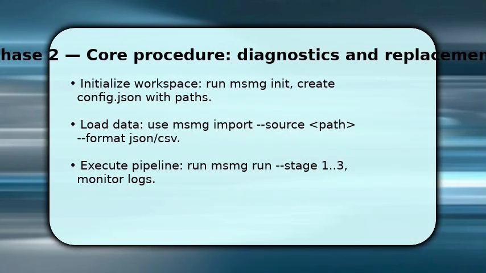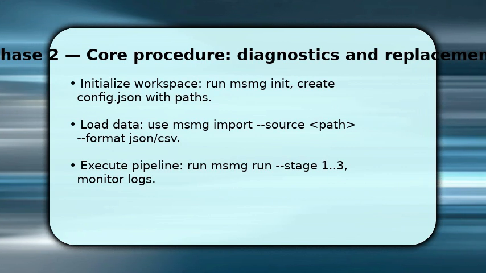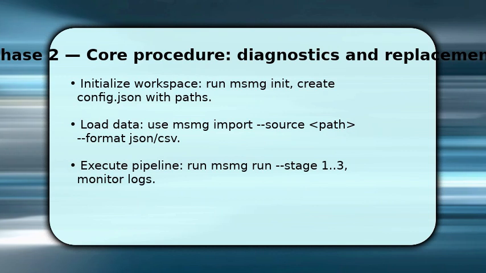You now move into the heart of the process, initializing the workspace with msmg init and creating a minimal config.json that points to your data and output folders. Once configured, import your dataset using msmg import and explicitly specify the source path and format to avoid parsing errors.